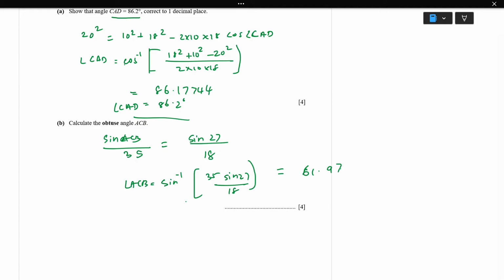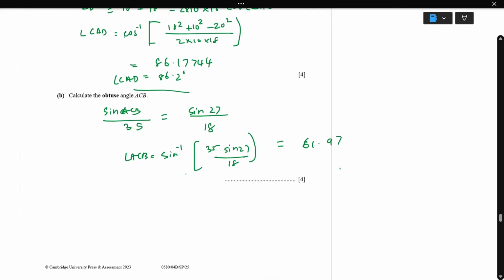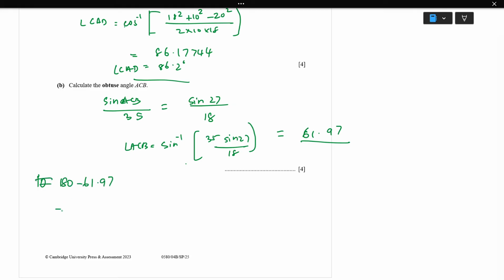Which is going to be 61.97. But our question is obtuse. Obtuse means we need to take this acute angle away from 180. So 180 minus 61.97 gives the obtuse angle, which is 118. 118 is the correct answer.